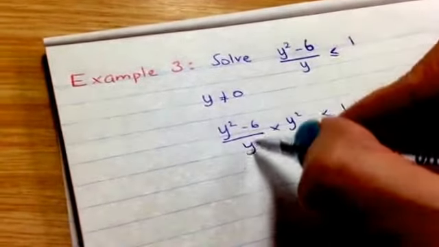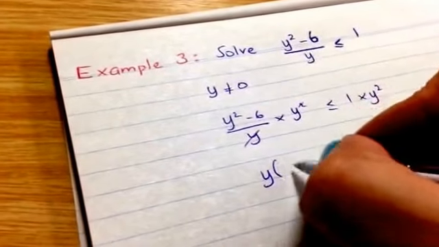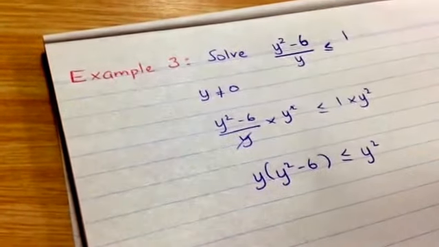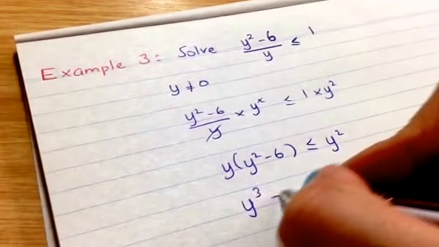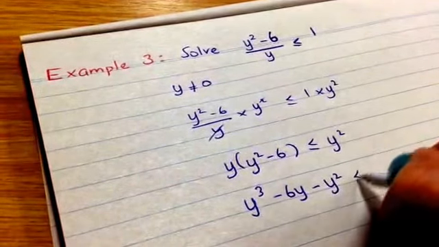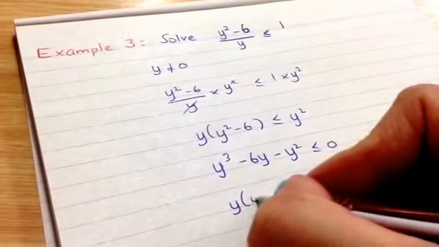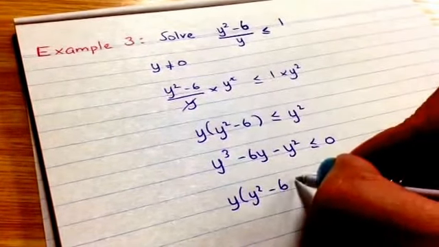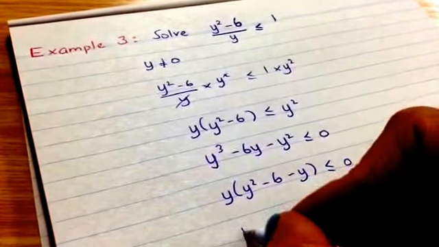Like that, and then cancel, so you will end up with y outside of y squared minus 6 is less than or equal to y squared. Okay, expand: y cubed minus 6y. Bring the y squared over, minus y squared, and then there's a common factor of y, so it's y outside of y squared minus 6 minus y. Right, write that out nicely.